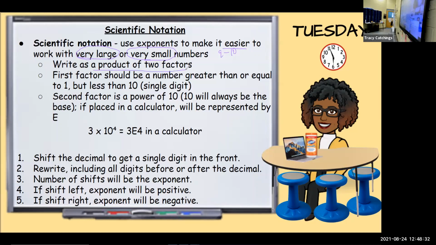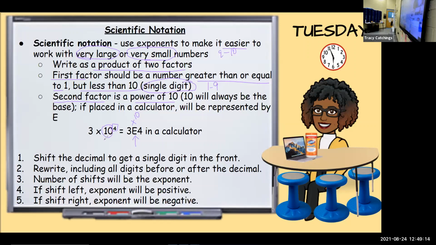Scientific notation is a product of two factors. That first factor is a number that's greater than or equal to 1, but less than 10. That's why I keep saying it's a single digit, meaning in front of the decimal, we need a number between 1 and 9. If it's not between 1 and 9, the number is not written in scientific notation. The second factor is a power of 10, meaning the base is 10, and then the exponent goes with that base. Also, in the calculator, they can't put times 10, so they'll put it as an E. So the number in the front will tell us that decimal, that E is the times 10, and then the number behind the E would be the exponent.